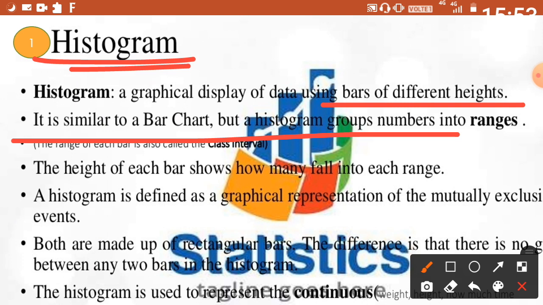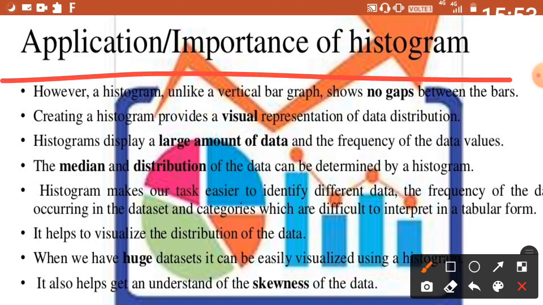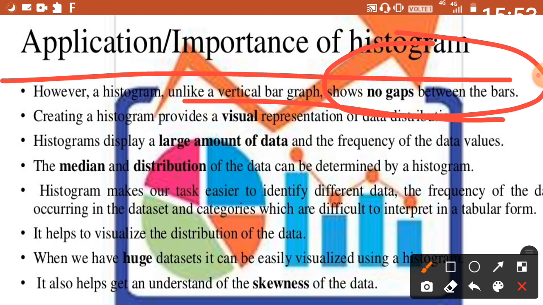So let's move. You can gather more information about histogram from this slide, but I don't think there is anything that I need to explain here. What I needed to explain, I have already explained. In histogram we just have bars or columns, and those bars or columns represent the frequency. Then application and importance of histogram. First of all, there are no gaps between the bars in the histogram. Here application and importance of histogram is mentioned in a more elaborated way. You can read it by yourself.